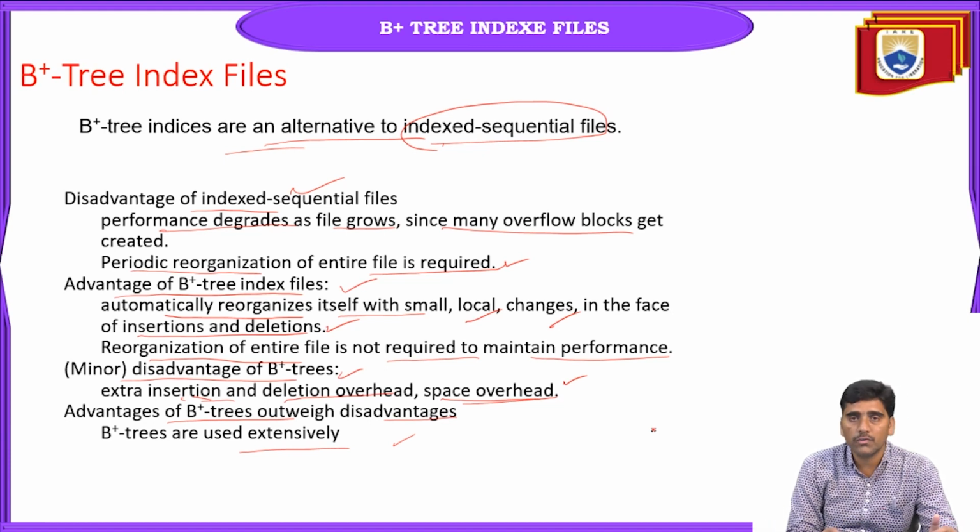Here are the disadvantages of indexed sequential files, and to overcome those disadvantages, we have some advantages in the B plus tree index file. What are the advantages? Reorganization of the file: the file manages itself, insertions take place by itself, and deletions take place by itself. So reorganization of the entire file is not required to maintain performance. But the disadvantage is the overhead of insertion and deletion.